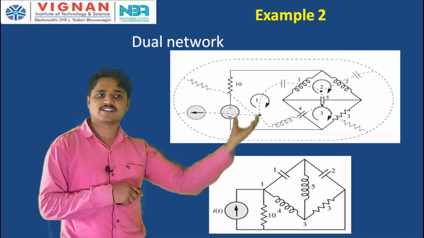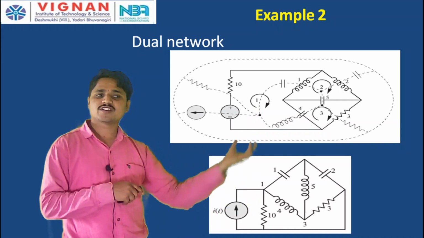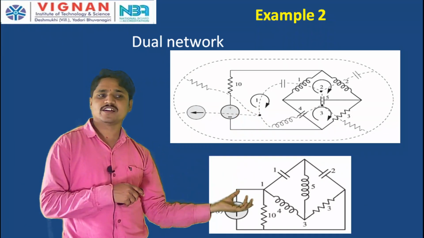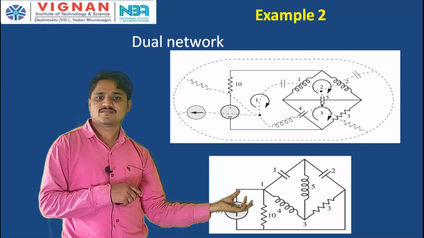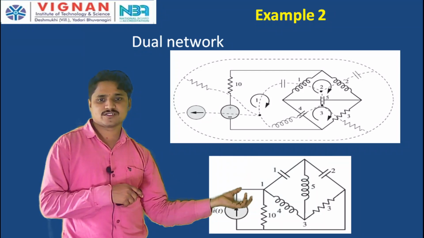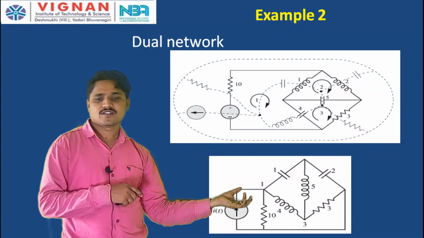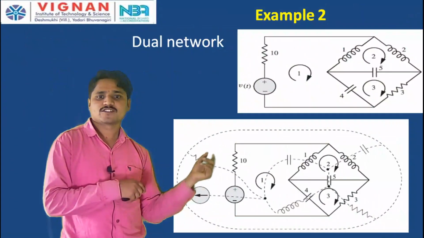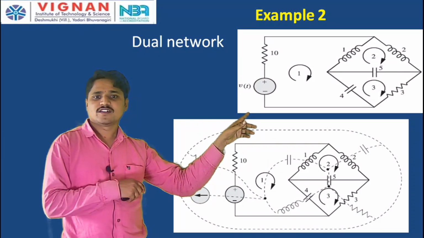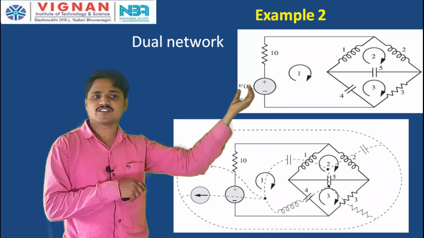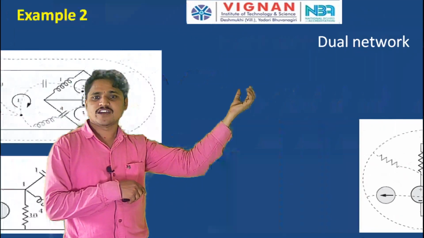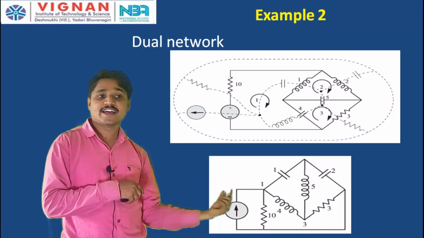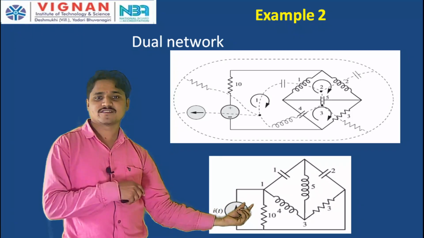So this network and this network are both the same. Instead of dotted lines, I have drawn thick lines, but with proper arrangement. Now see that network and this network. In this network, a voltage source is there, in series with the resistance. Here, a current source is there, in parallel with the conductance.